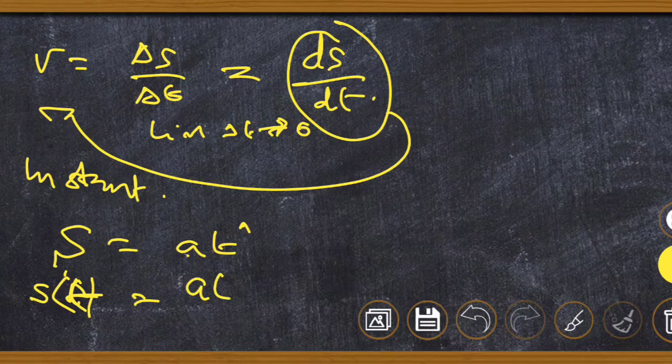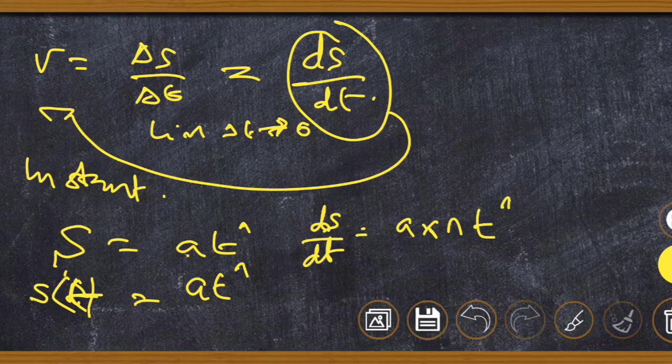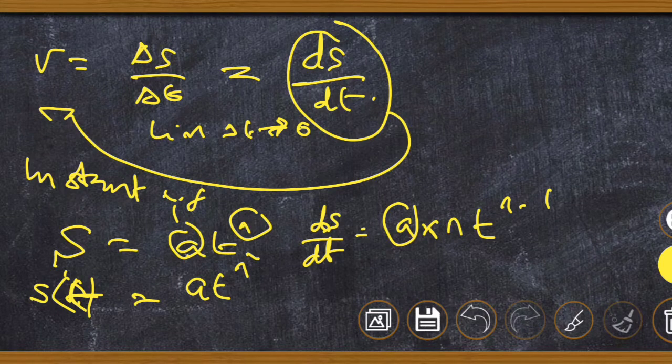Altogether, so we have a t raised to power n. Altogether, that is my s as a function of time. Now, how do we find my ds/dt? My ds/dt will be equal to a multiplied by n t raised to power n minus 1. This is the formula for calculating it, where this a is a constant term, and this n indicates the power. We have the power, and this a is my coefficient, and this t here is our variable that we want to differentiate first.